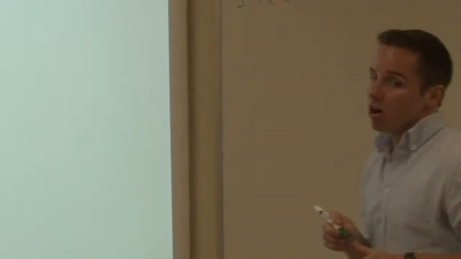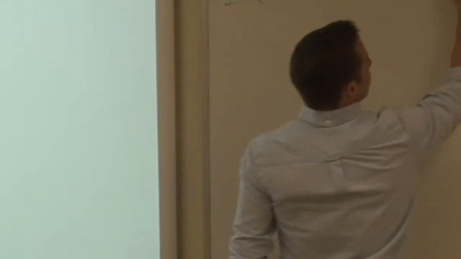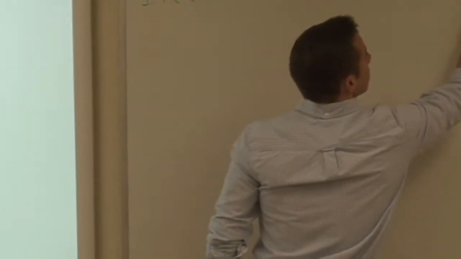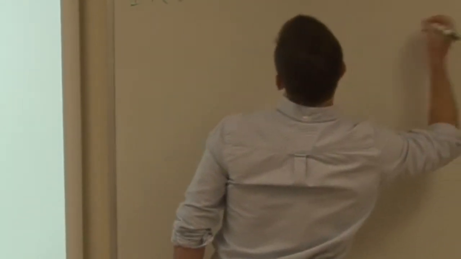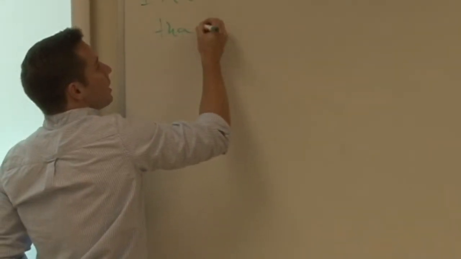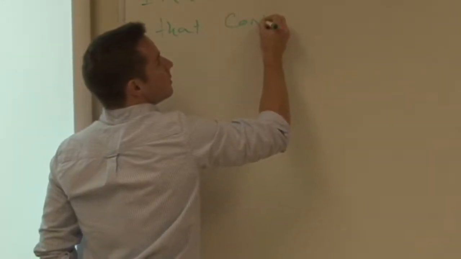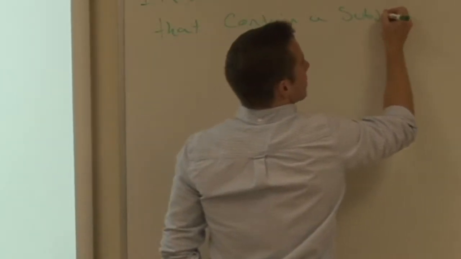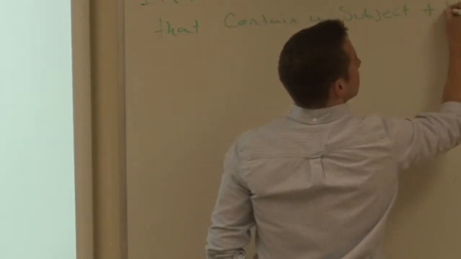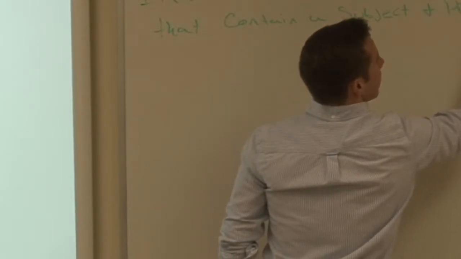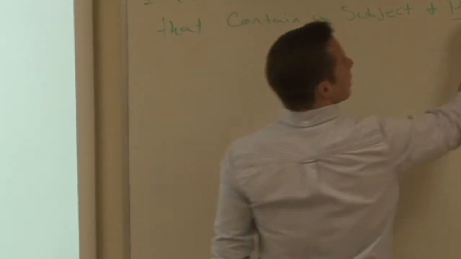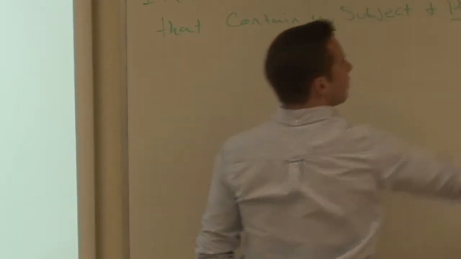So what is an independent clause? An independent clause is a group of words that contain a subject and a predicate and express a complete thought. So can anyone tell me what a predicate is? Yes, it's a verb. Another word for a verb, a fancy word for a verb.